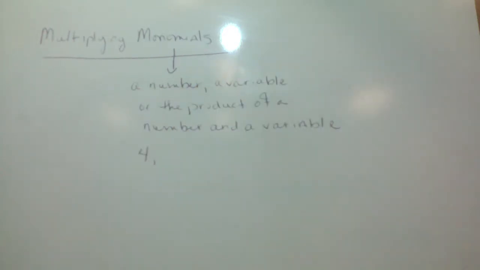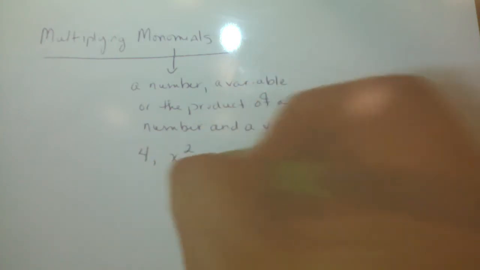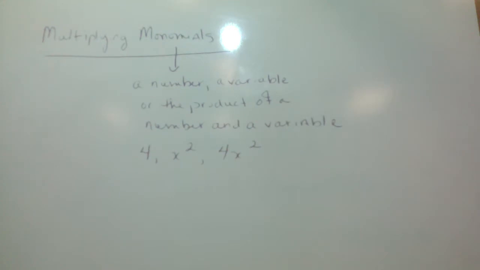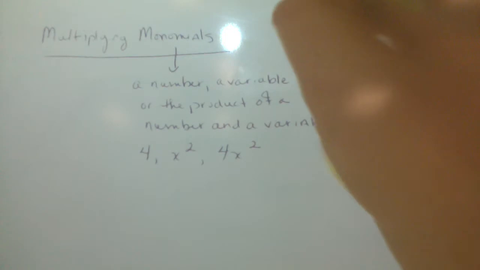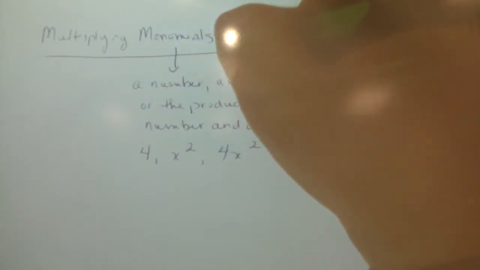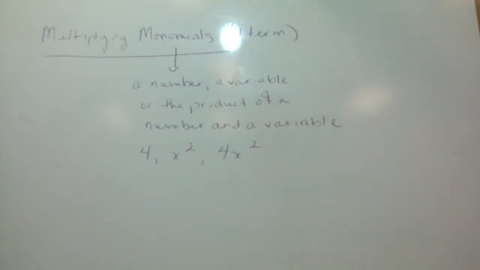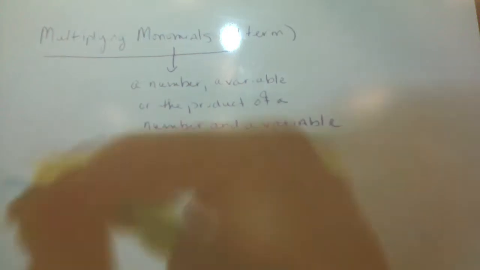4 is a monomial, x squared is a monomial, or 4x squared is a monomial. These are all examples of monomials. It's really basically just one term. You should see the word mono in monomials. That means one.